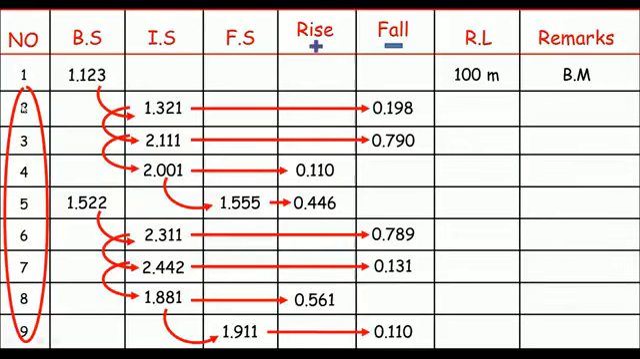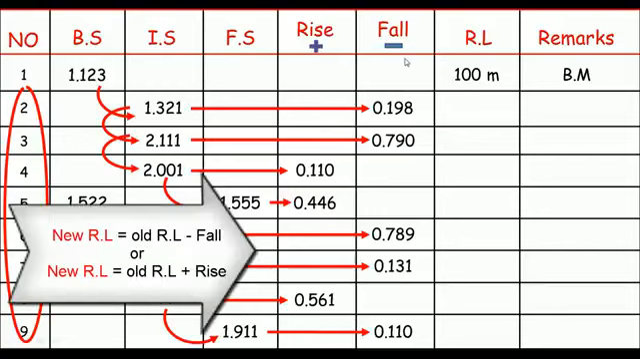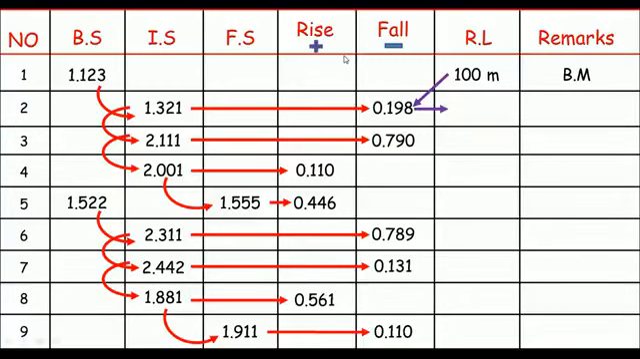Let's say I need just the RL of point 2. Remember, the new RL must be the old RL minus the fall, or it must be the old RL plus the rise. Like the RL minus the fall will be of course the new RL. Like 100 minus 0.198 will be of course 99.802. So 99.802 is just the RL of point 2.